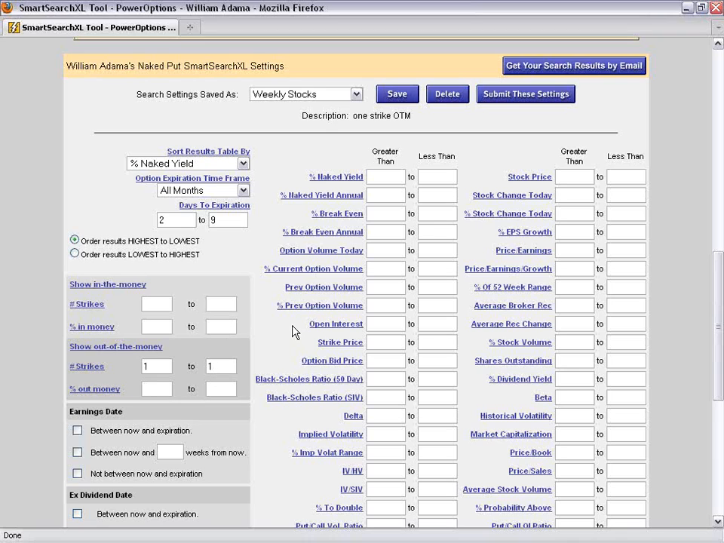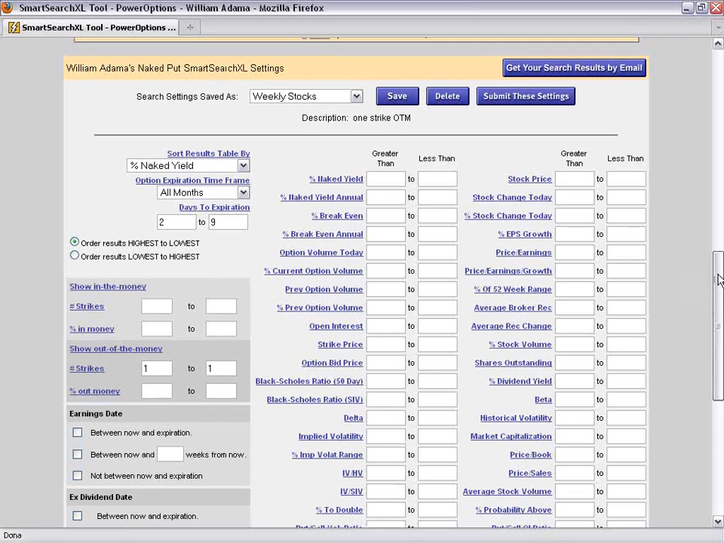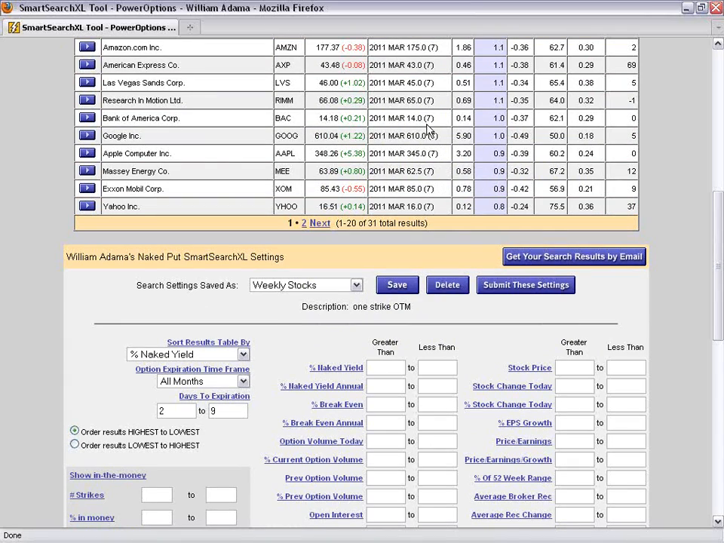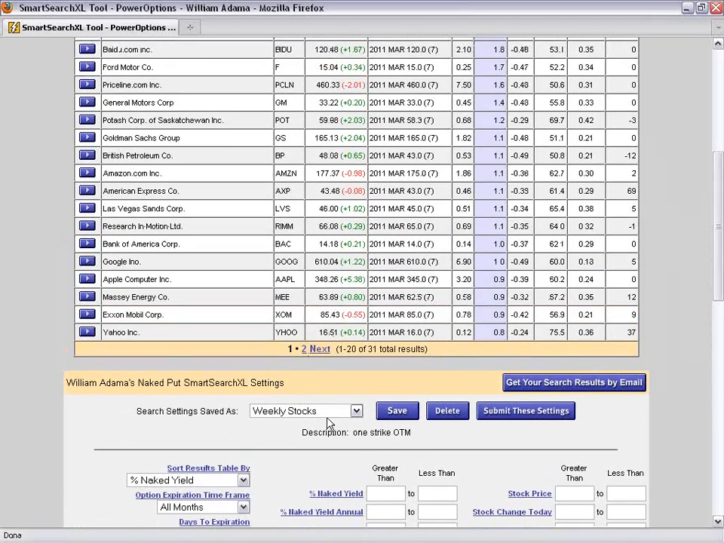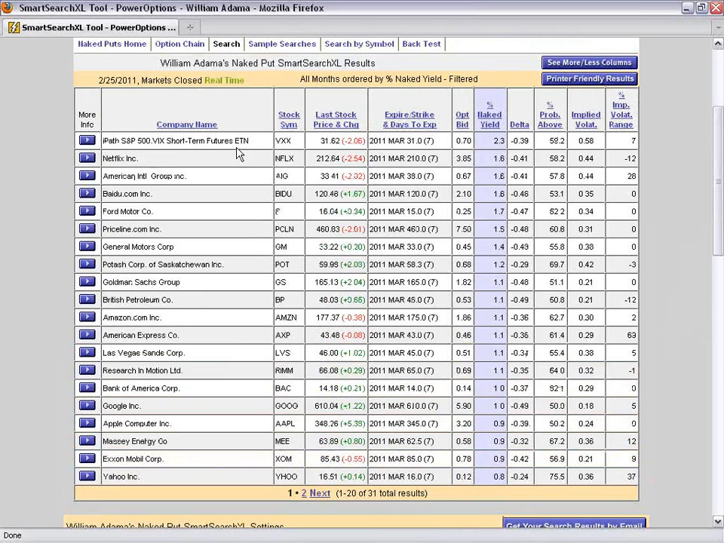And the reason why I selected 2 to 9 is so we wouldn't have today's weekly options, the weekly options that are expiring today that technically have 1 day left. We only want to see the ones from next week. So that's why I put in a days to expiration field of 2 to 9. Now, this is the weekly stocks, and we have 31 results. Technically, we have 30 stocks and 1 ETN.